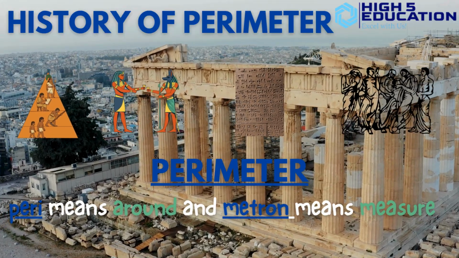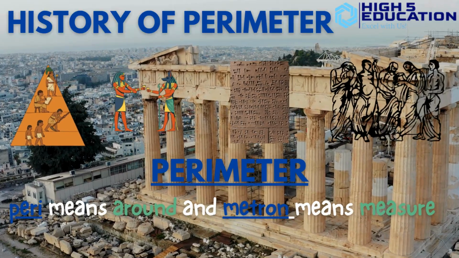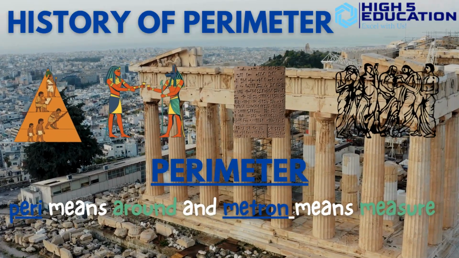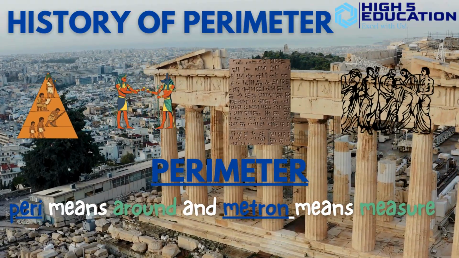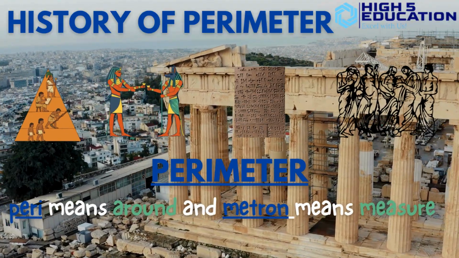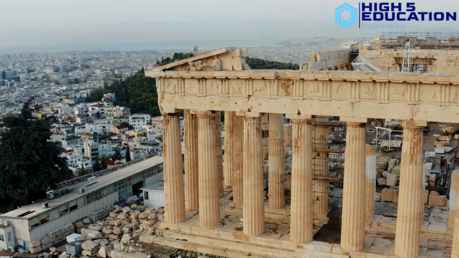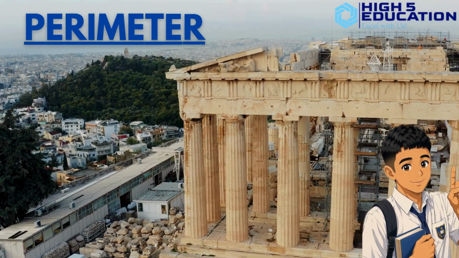Today, perimeter is still an important part of mathematics and is used in many real-life situations, such as measuring fences, gardens, rooms, and sports fields. Now that we know where the idea of perimeter comes from, let's learn how to find the perimeter of different shapes. Now that we know a little about the history of perimeter, let's learn what perimeter actually means.